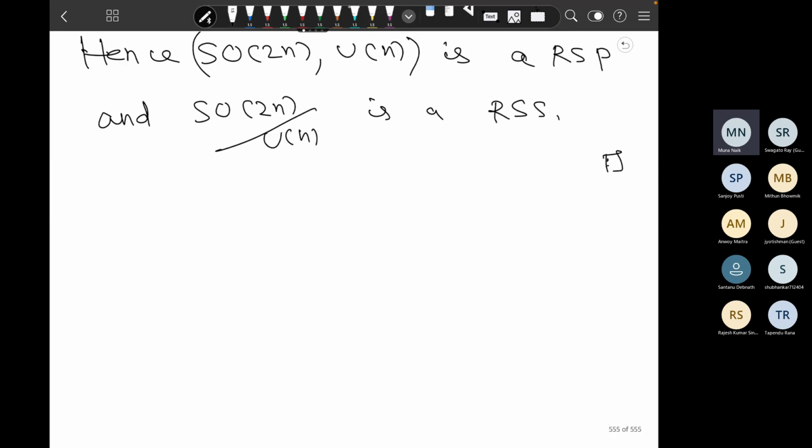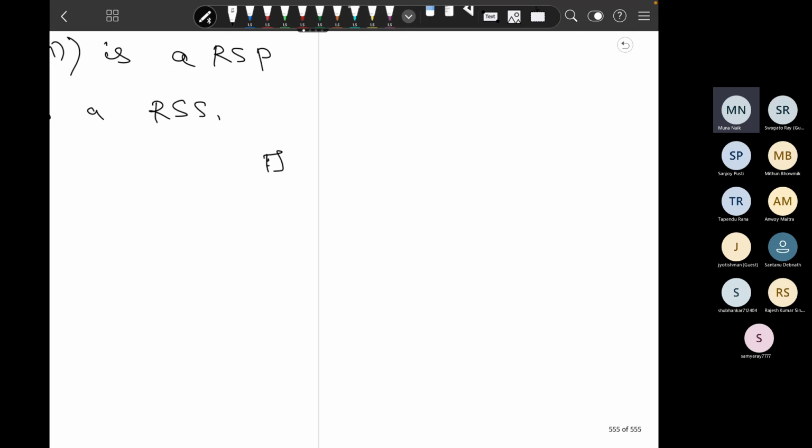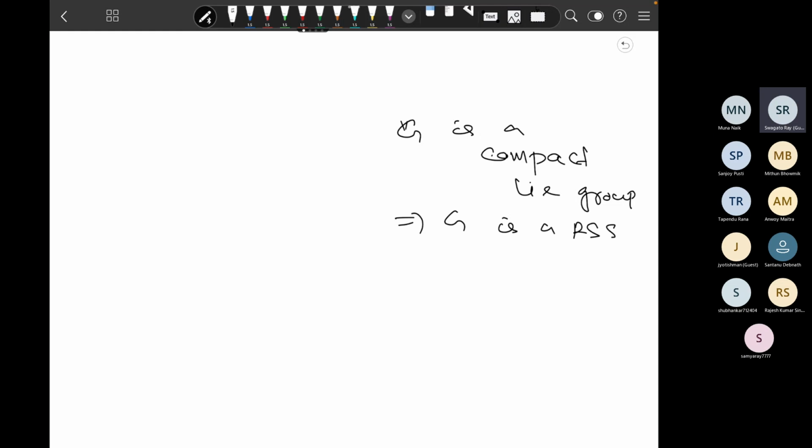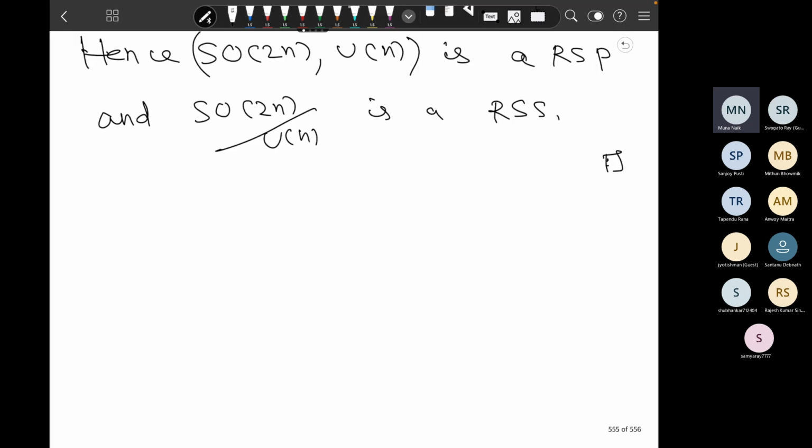Now I want to prove something. Last lecture I commented that, as all of you know, if G is a connected compact Lie group, then G is a Riemannian symmetric space. So we want to determine the Riemannian symmetric pair corresponding to this. For that we need to know a little bit of Lie theory. Okay, so let us do that.